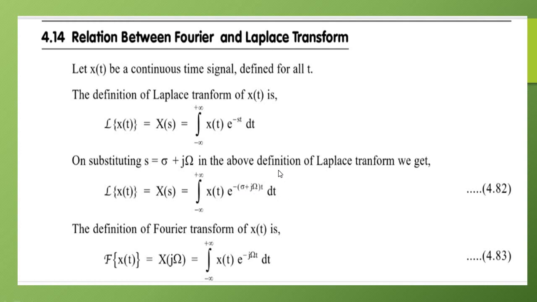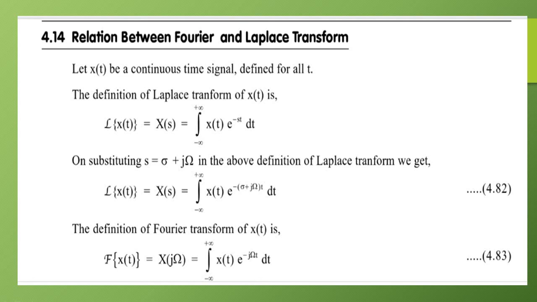So compare these both expressions, the first equation and the second equation. From this we conclude that the Fourier transform of a continuous time signal is obtained by letting sigma equal to 0. That is, we substitute s as j omega in the Laplace transform. Since s is equal to sigma plus j omega, we will say that the Laplace transform is a generalized transform and Fourier transform is a particular transform when s is equal to j omega.